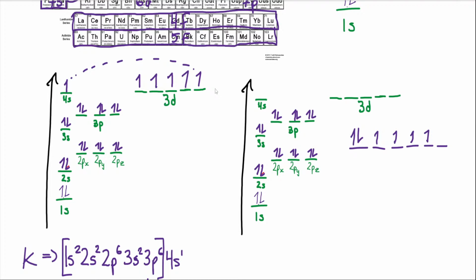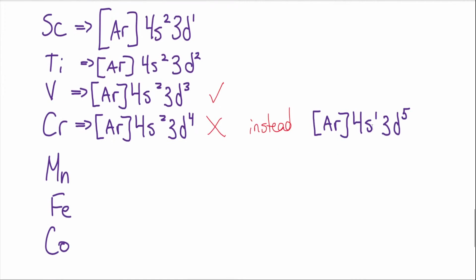Right? Like that's basically what 3d4 and 4s2 would look like. But that's not how electrons behave. When they have equal energy orbitals, they will split, right? And so we'll see that electron move over there. Okay, so that's the exception that you kind of have to be ready for. It's weird. But then we go back.